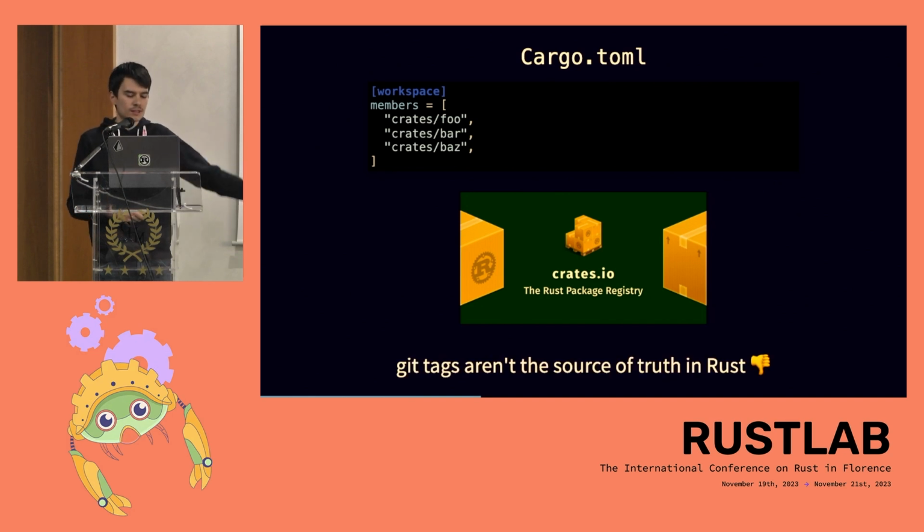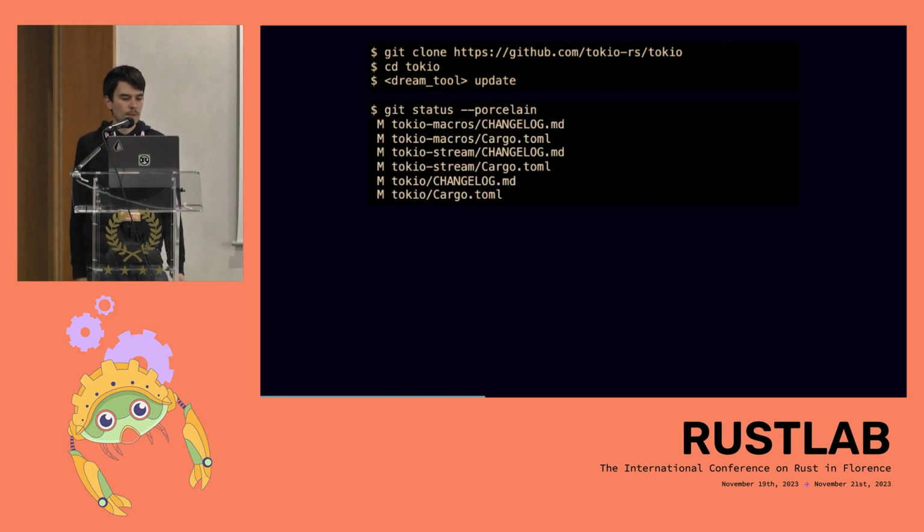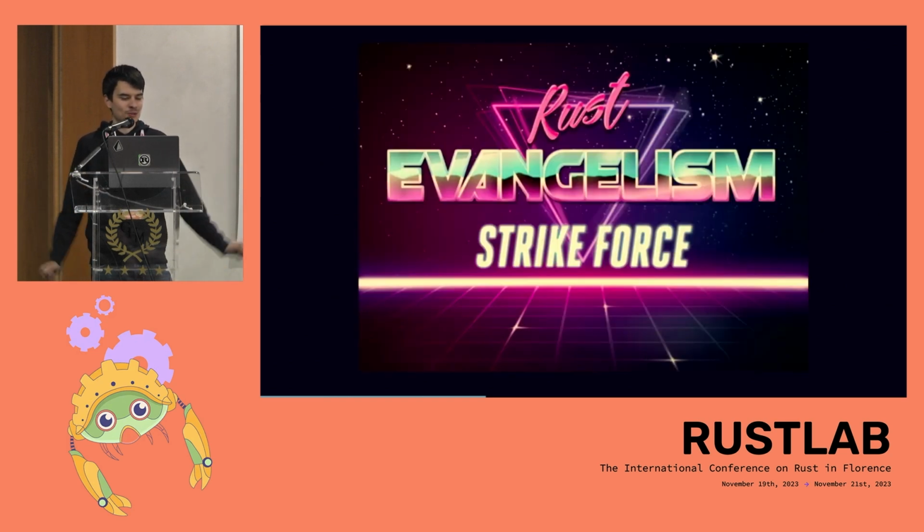So I don't think that in Rust we should use git tags or these kinds of configuration files as the source of truth, right? We have crates.io for that. So what I really wanted was a tool where you just do git clone on any Rust project, even the most complex one, like Tokio, for example, and you do git status after you run this tool, and it updates the changelog and Cargo.toml. So Rust Evangelism Strike Force to the rescue.